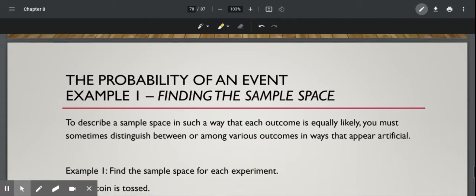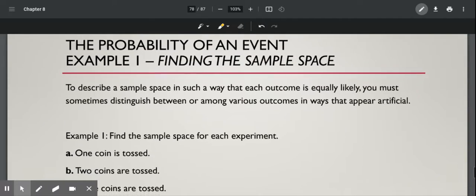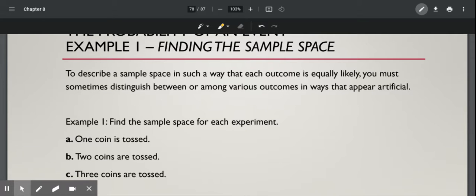So, if we look at this first example, we're just going to determine the sample space. A sample space is kind of the outcomes that you could have based on whatever's going into it. To describe a sample space in such a way that each outcome is equally likely, you must sometimes distinguish between or among various outcomes in ways that appear artificial.